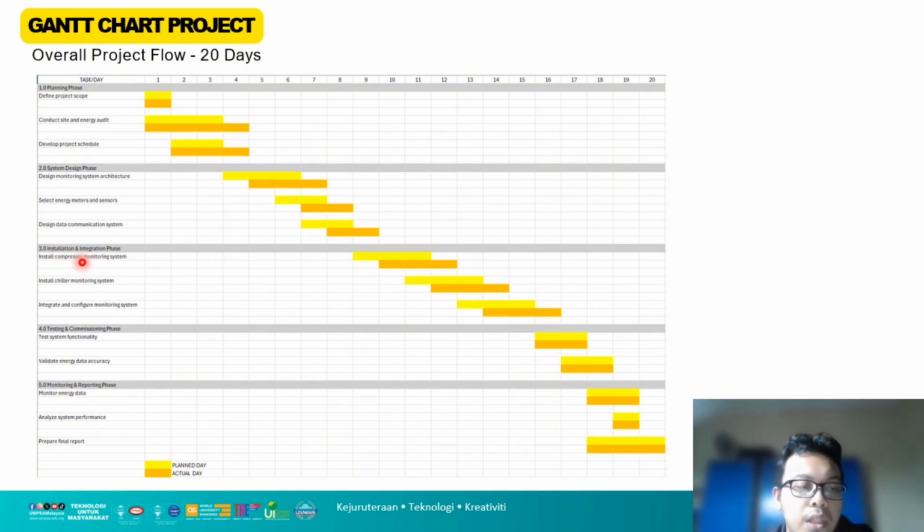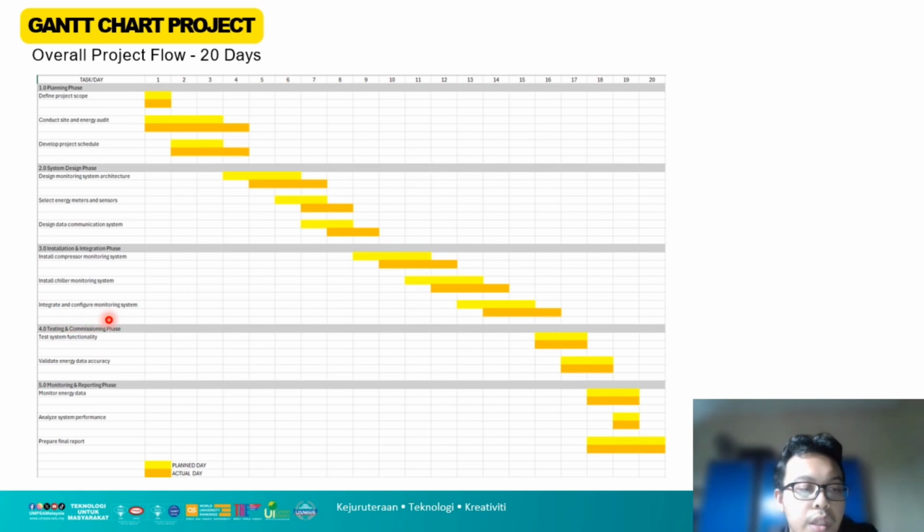3.0 is the installation and integration phase. First, install the compressor monitoring system. It takes 3 days as planned, but the planned start was day 9, when the design of the data communication system ends, while we started the next day, so it took day 10 to day 12. Next is installing the chiller monitoring system. It was planned from day 11 until day 13, but we took day 12 to day 14.